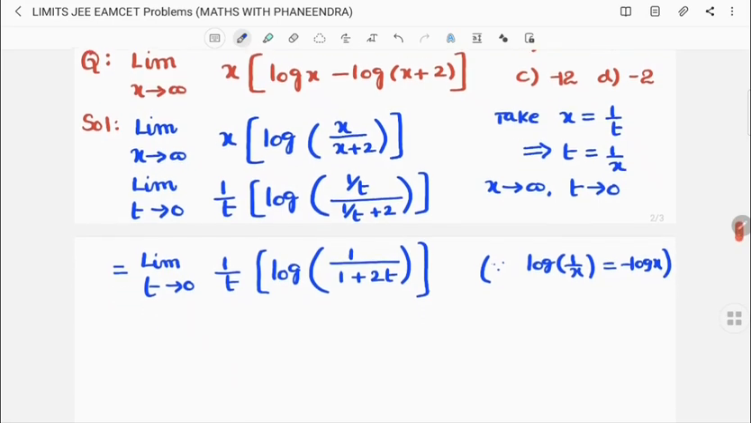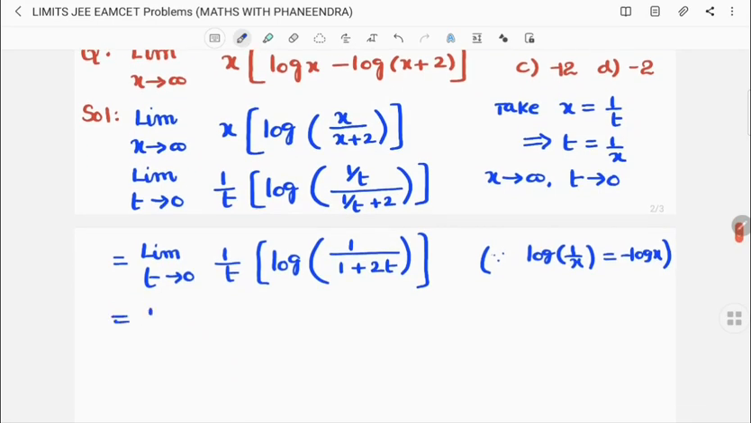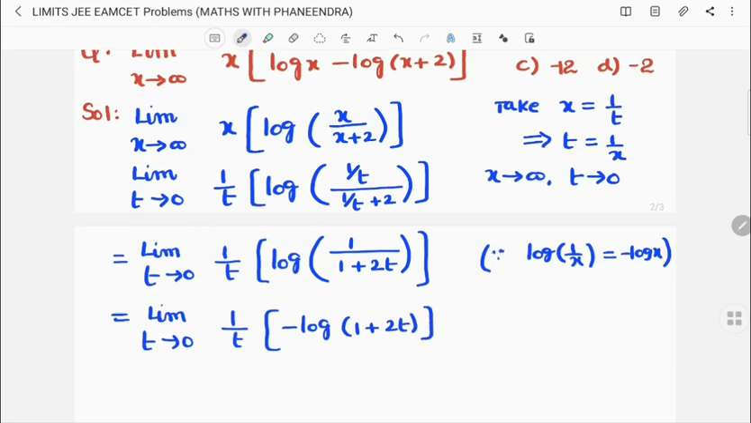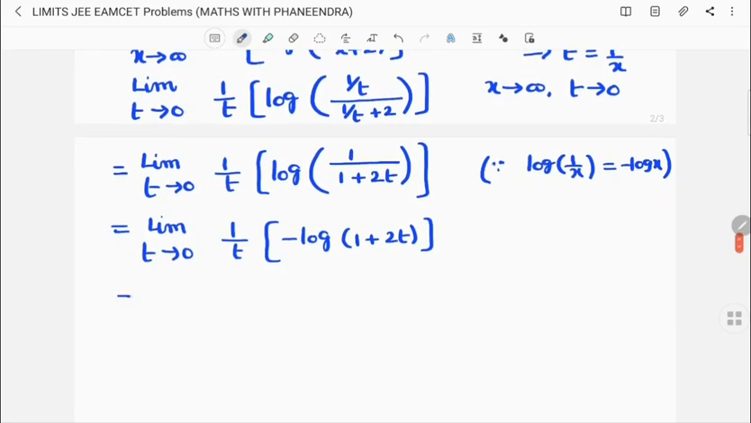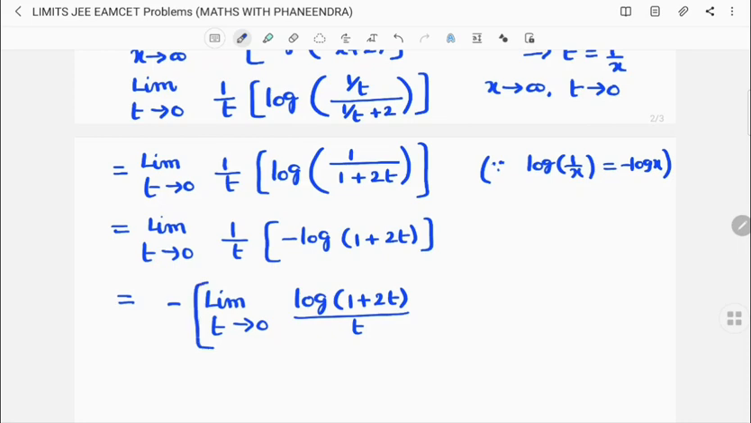Similarly, limit t tends to 0, 1 by t. This can be written as minus of log of 1 plus 2t, by using the logarithm formula. So we have minus, we can take it outside. Limit t tends to 0, log of 1 plus 2t divided by t, with the minus outside.